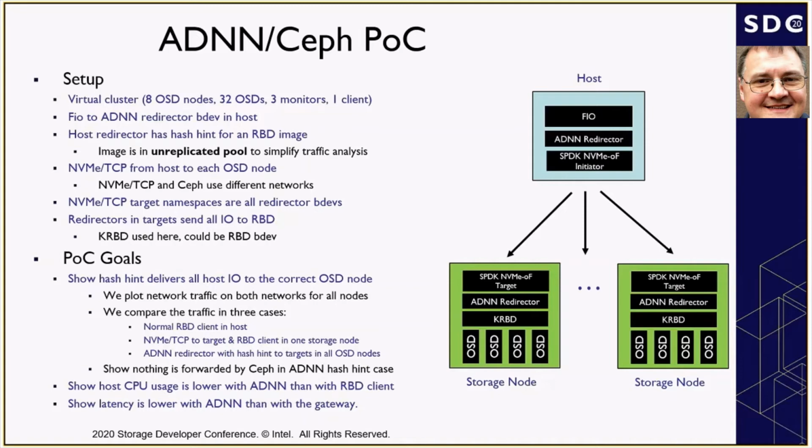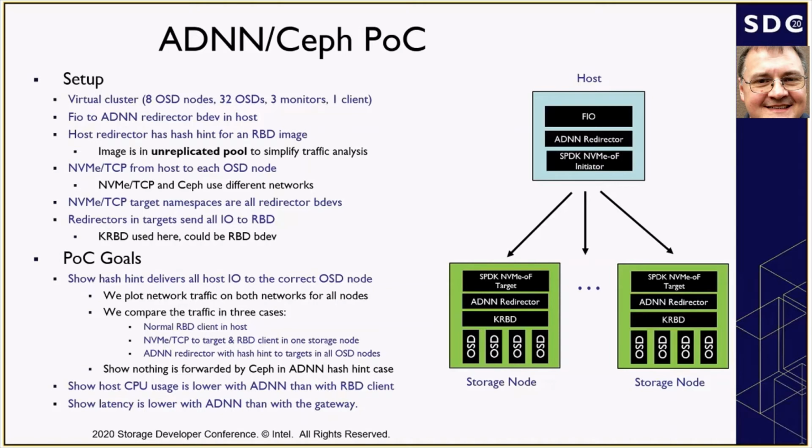So you can either have a gateway in a separate host, which of course means you need a separate host, or you can put that gateway in one of your OSD nodes. That adds a lot of load to one OSD node, but what they all have in common is that almost all of your I/O then traverses your fabric twice. So one of the goals here is to show that ADNN doesn't do that, and to compare those things.